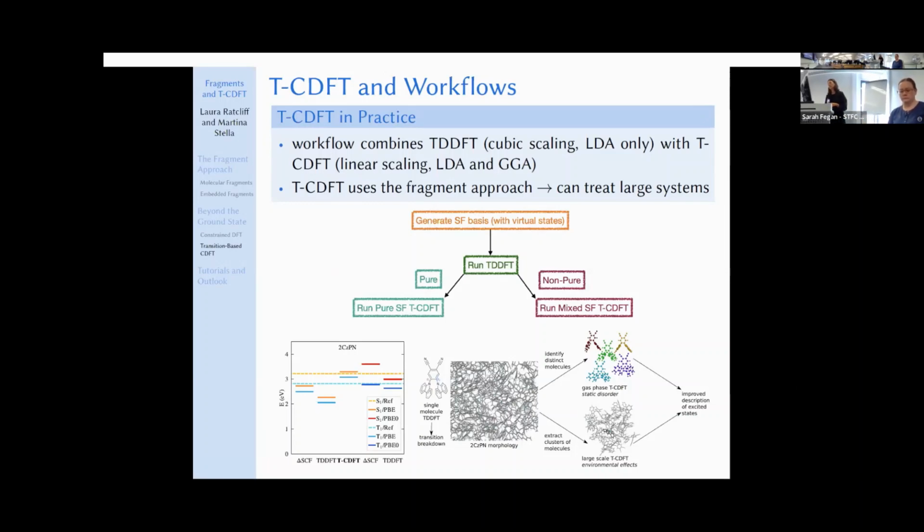So to start with, the most general workflow that we use, and that's the one that you're going to see if you want to do the notebook about this particular method, is that we combine information from TD-DFT to inform our TC-DFT calculation. In which way? This is a very quick summary of the main steps. We generate the support functions with virtual states because we have empty states now that have to be taken into account. We run TD-DFT calculations to get the information about the excitations. Are they pure? Are they mixed? If they're pure, we just run standard pure TC-DFT calculations.